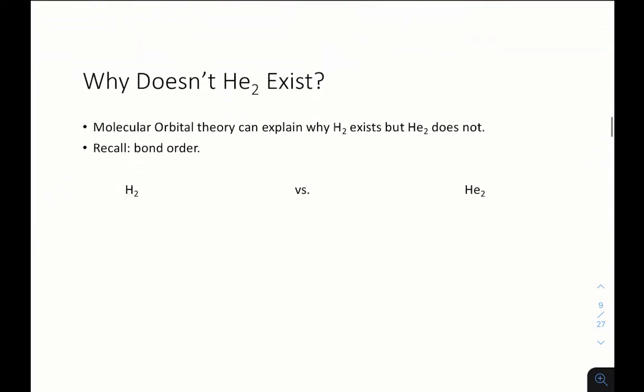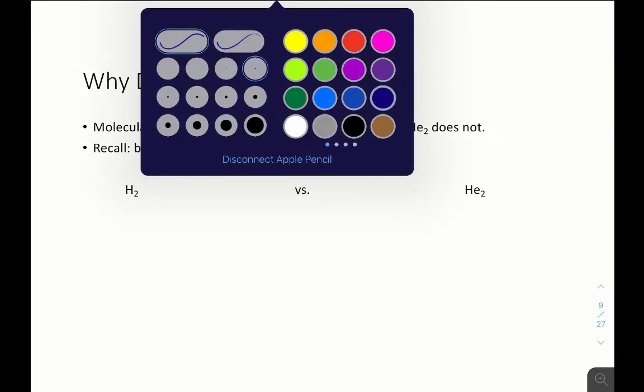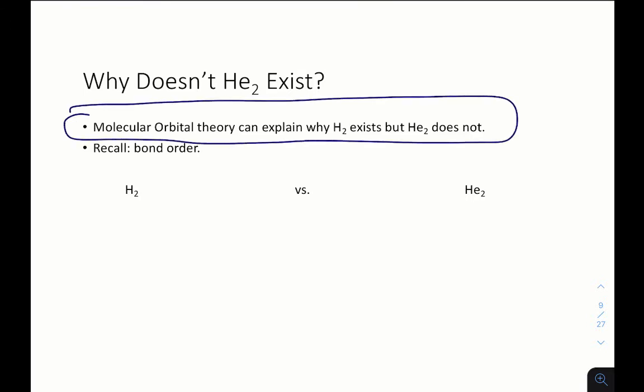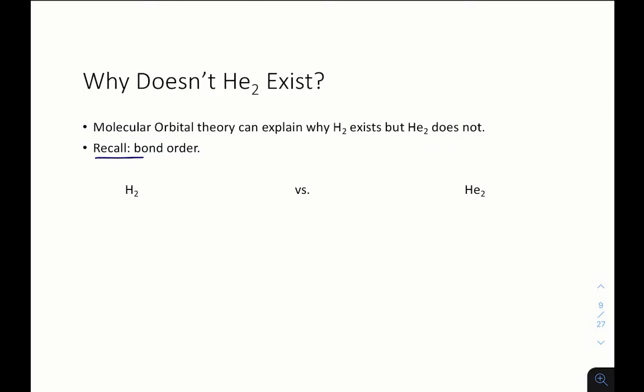Let's get back to the question I asked you a few moments ago, which is, why doesn't molecular helium exist? We can use molecular orbital theory to explain why molecular hydrogen exists, but helium does not. And then I want you to recall bond order. So if you'd like to pause and define that term, that's fine with me.